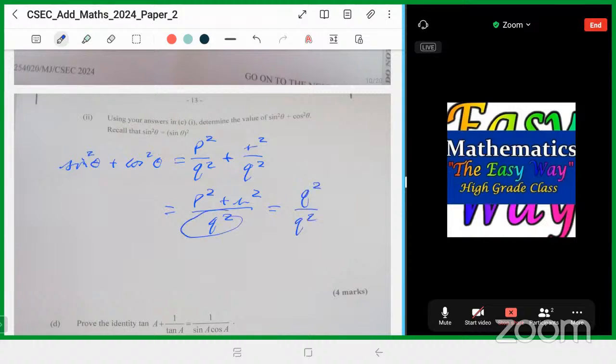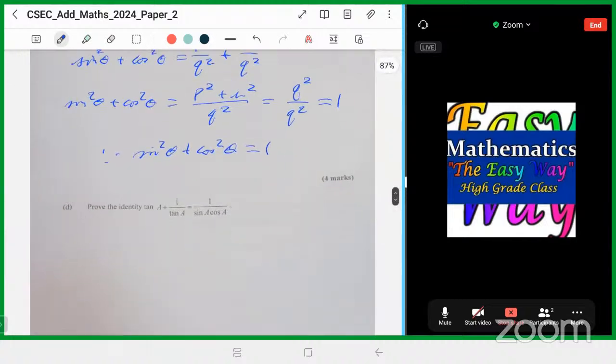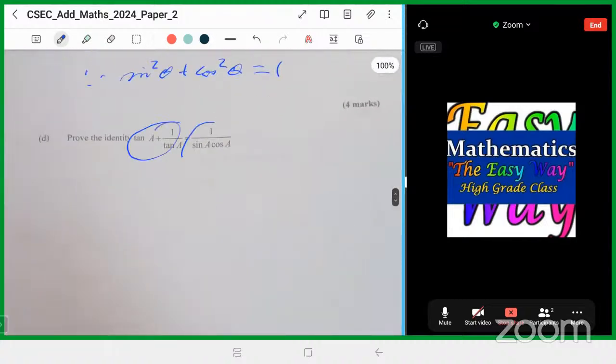This becomes equal to q squared over q squared. Or we could have changed this q squared to these. Either way, same result, which becomes 1. So sine squared theta plus cos squared theta is 1. Right? So I can write it here. Therefore, sine squared theta plus cos squared theta is equal to 1. That's what I wanted.